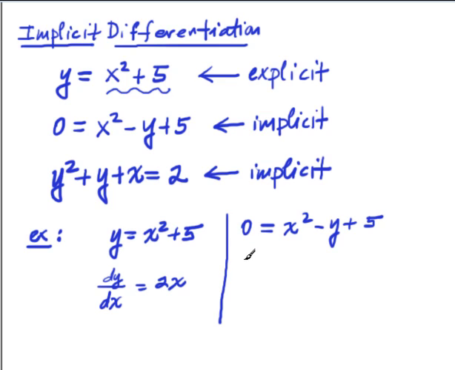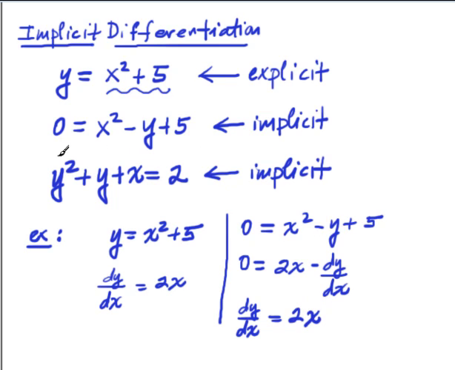So we'll take the derivative of 0 is 0. The derivative of x squared is 2x. And here we write minus dy/dx. And the derivative of 5 is 0. So basically we get the same thing. If we add dy/dx to both sides, we have dy/dx is equal to 2x. So we just did implicit differentiation.